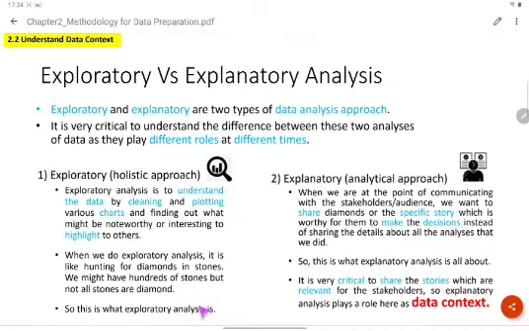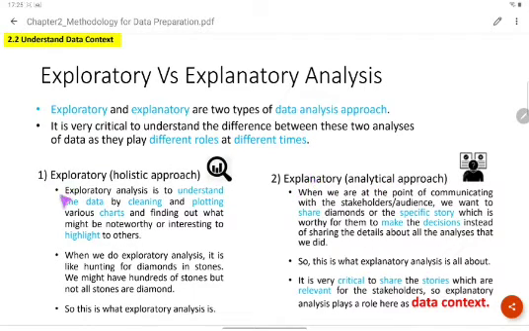It means there is so much data, but not all the data that we find is important for us. So we have to make sure that the data we collected is filtered, and find the most important data to be highlighted. That is exploratory analysis, and then we go to explanatory.